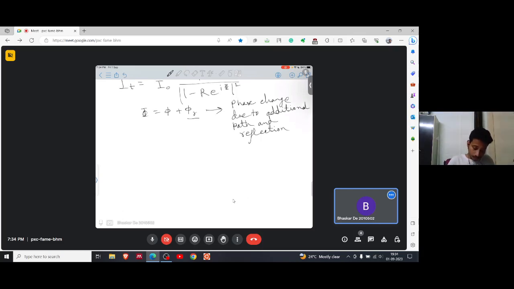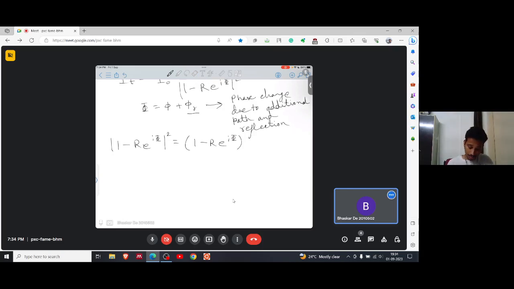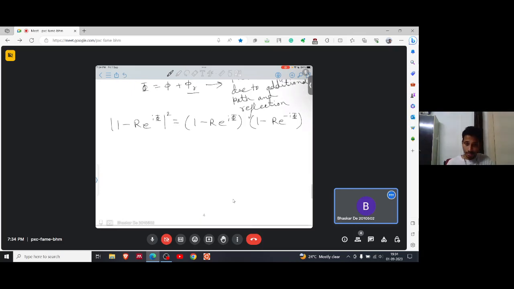So now the expression in the denominator can be rewritten as 1 minus r e to the power I capital phi multiplied by 1 minus r e to the power minus I capital phi. So here I have used the formula, that is modulus of a square equal to a multiplied by complex conjugate of a, a star.